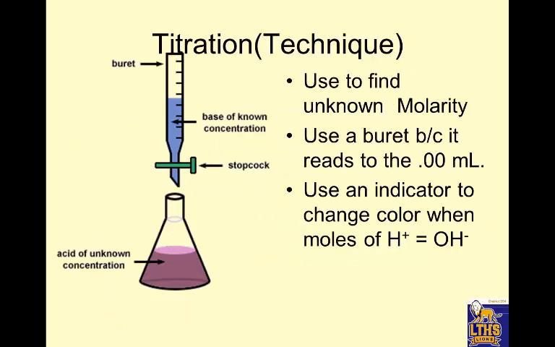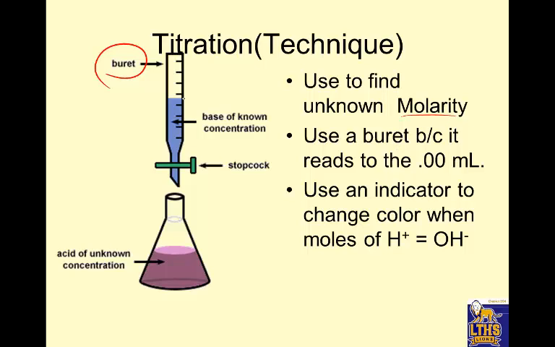In this technique, we use an instrument called a burette. I said burette, you say burette. Some people don't like to pronounce that word. Anyway, we have either acid or base here and acid or base here. In this case, this is acid, and we don't know the concentration. This is base, and we do know the concentration. So we add one to the other to find out which concentration we are missing.